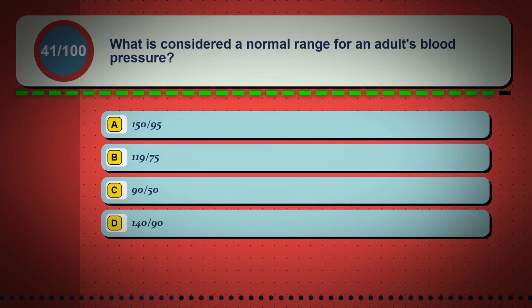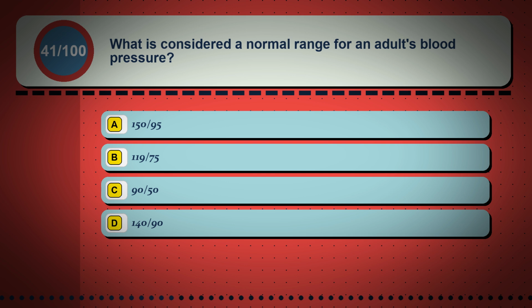Question 41. What is considered a normal range for an adult's blood pressure? Option A, 150/95. Option B, 119/75. Option C, 90/50. Option D, 140/90.